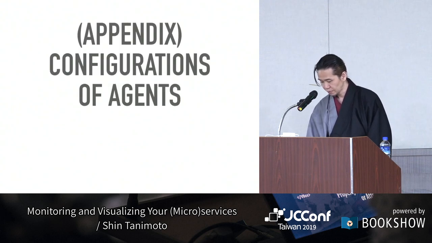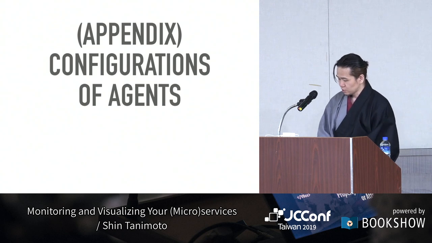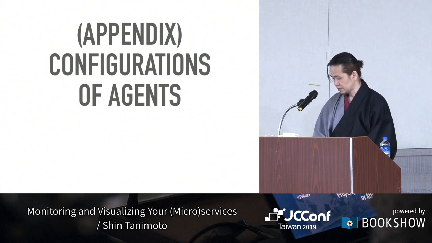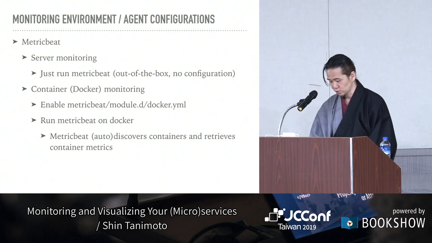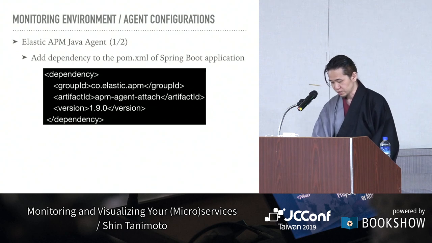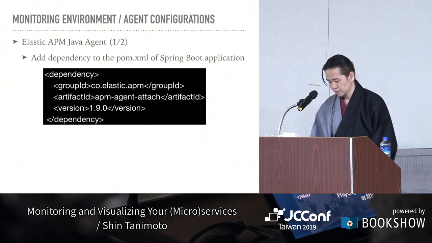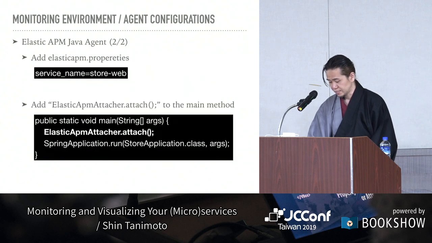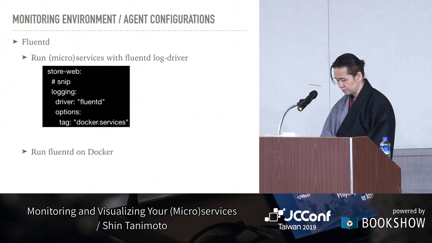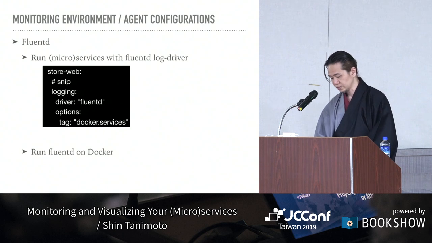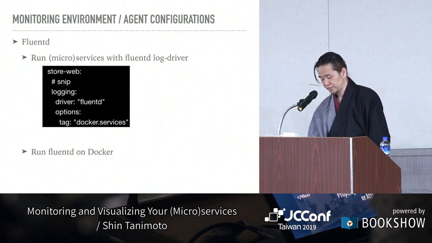Okay. So let's take a look at the configuration of the agent, but I don't have time, so please look at the presentation slides later. I skip the presentation of the configurations. Metricbeat can be used out of the box. And you can use Elastic APM using some Maven dependency and a little bit of source code modification. And you can use FluentD with some FluentD configuration and the Docker configuration.